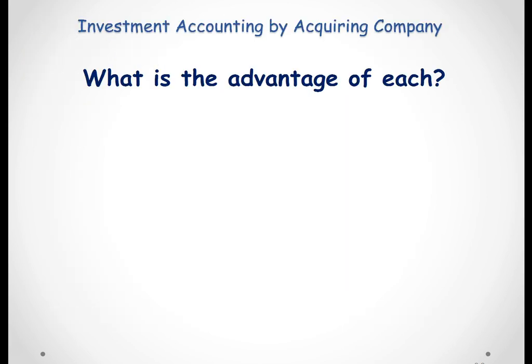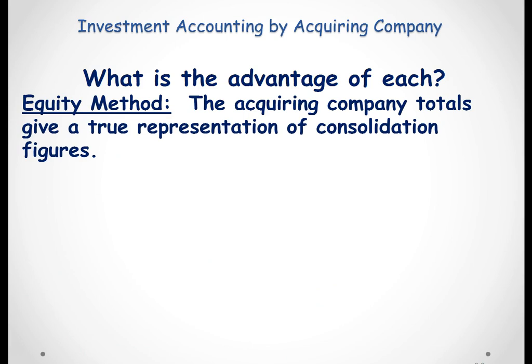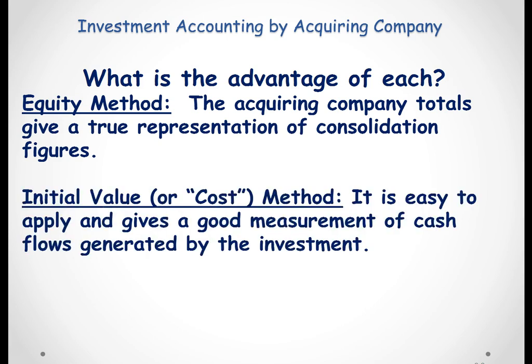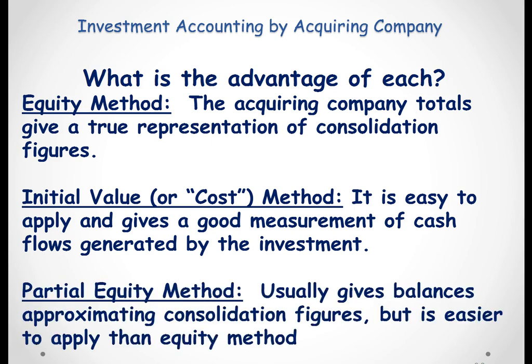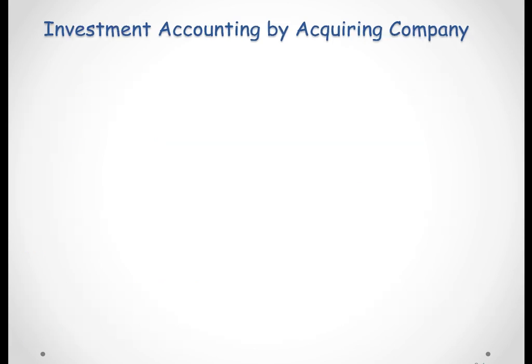What is the advantage of each? Well, under the equity method, the acquiring company gives a true representation of consolidated figures. Under the initial value method, it is easy to apply and gives a good measurement of cash flow generated by the investment. And the partial equity method usually gives balances approximating consolidated figures, but it is easier to apply than the equity method. Investment accounting for acquired company.